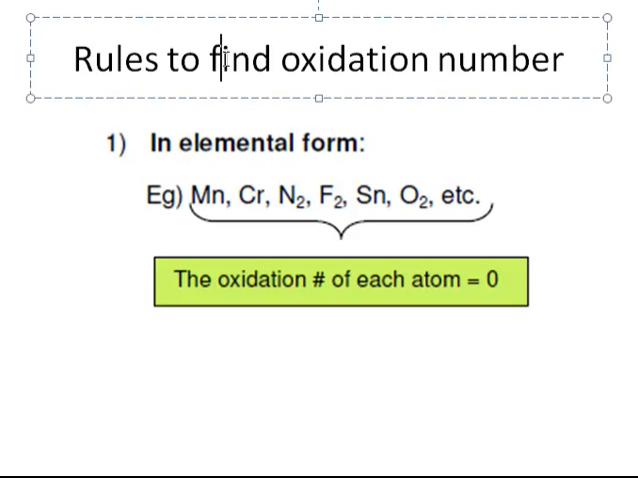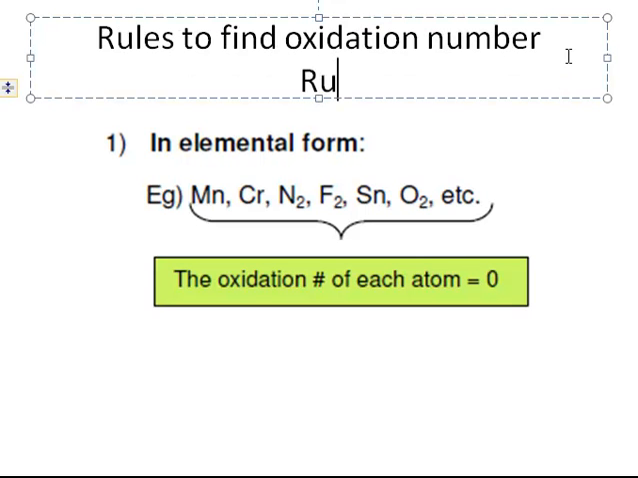So this is our rule number 1. When a species is in its elemental form, the oxidation number is always 0. So, for instance, oxygen, which is very important in redox reactions, when it's in its elemental form, the charge is 0. Similarly, manganese, when it's in its elemental form, is 0. So any species in its elemental form has a charge of 0.